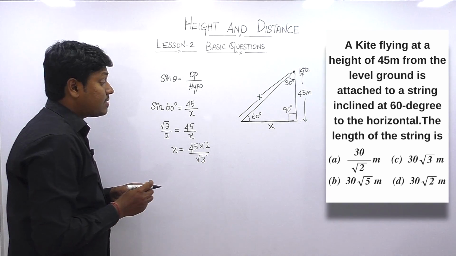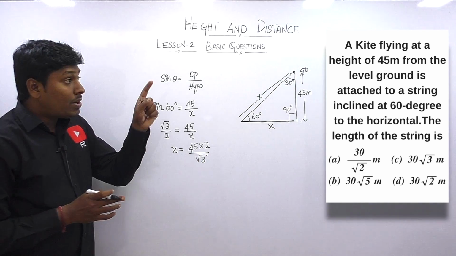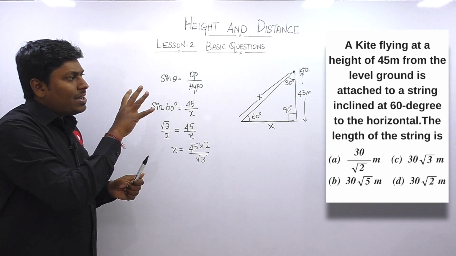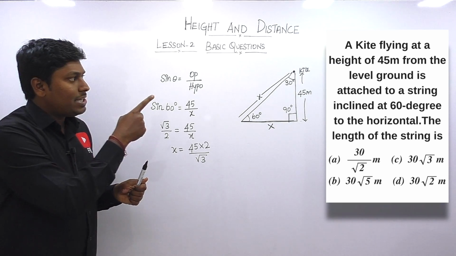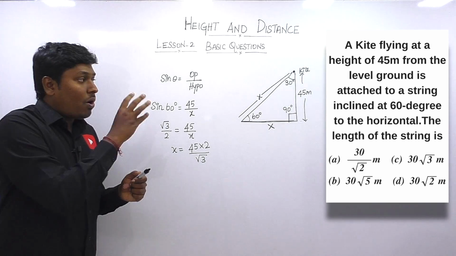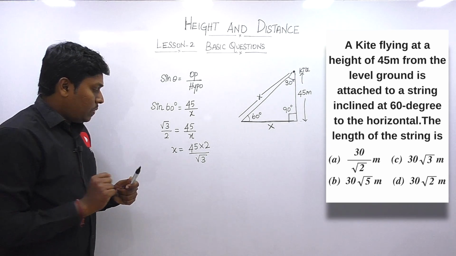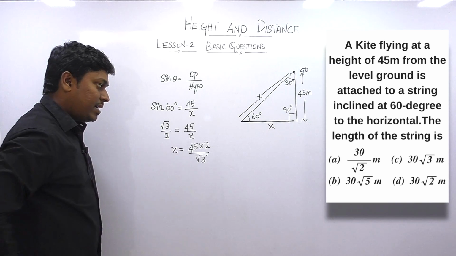So friends, after this step, the most important thing is to look at the options carefully. Option A, option B, all are in 30 root something, right? 30 root 2, 30 root 3. So all the options are in terms of 30 root something. So let me do one thing. We can convert this in terms of 30.